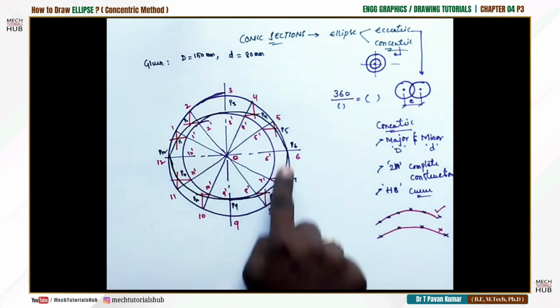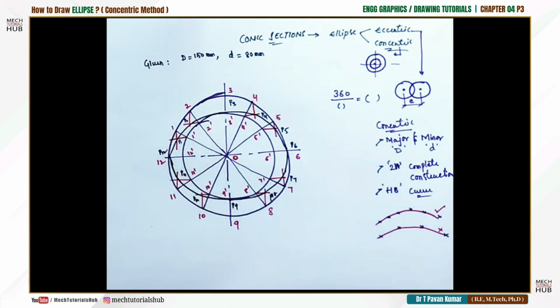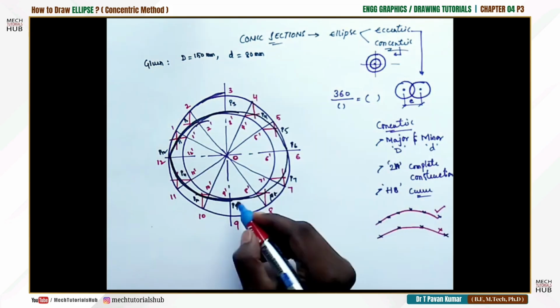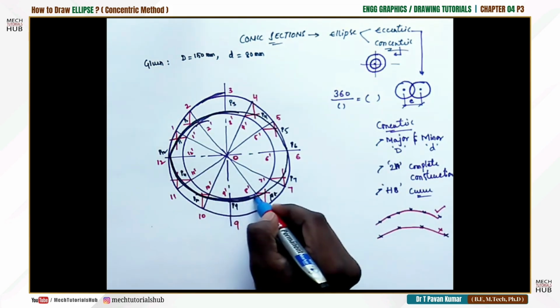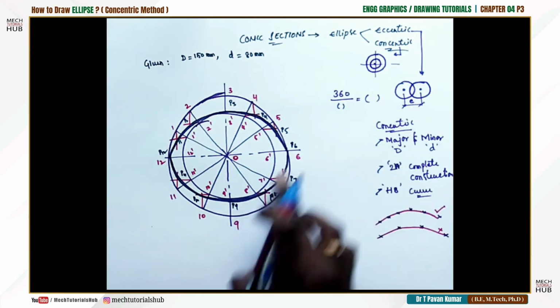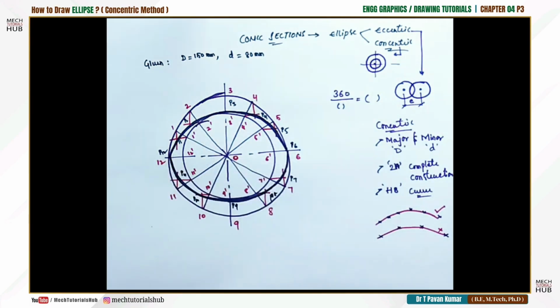Now this is the black line, which is somewhat thin. After joining everything, take an HB pencil and darken the complete curve. This is how we'll darken. Then again this curve, fine. Again this curve, another quarter portion. This is the required ellipse which we got.